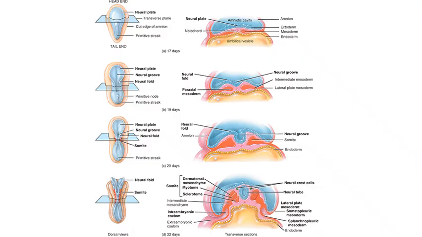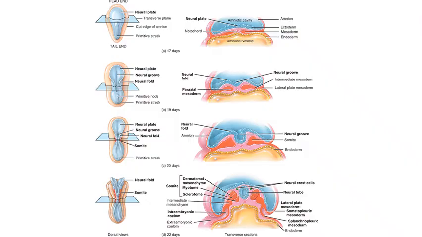Now, each somite differentiates into two distinct regions, a dermomyotome and a sclerotome. The dermomyotome further differentiates into a dermatome that will contribute to the formation of subcutaneous tissue and dermis, and a myotome, which will give rise to all the skeletal muscles of the trunk and limbs. Sclerotome gives rise to the vertebrae and the ribs.